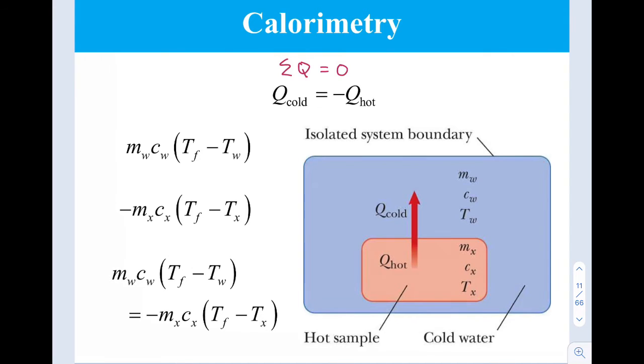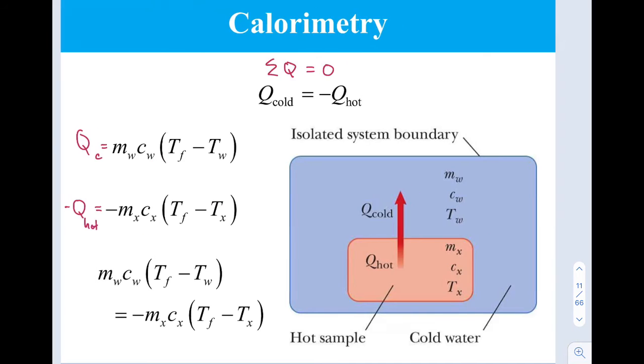This is sunnatullah, right? So if you see here, we have a schematic diagram. We have an isolated system boundary here. We have our hot sample, which has mx, cx, tx, and we have cold water. What will happen? Due to the temperature gradient, the energy is going to be transferred from the hot object to the cold object due to the difference in temperature between these two materials. So this is Q cold, this is Q hot, and so negative of it. When you substitute into this equation, you will have this. So calorimetry is the process of calculating, we can say.